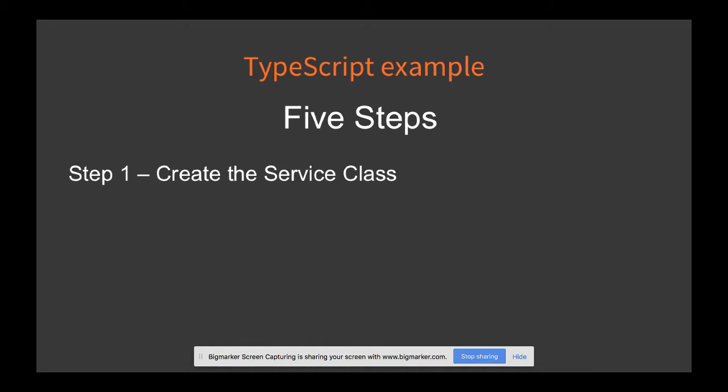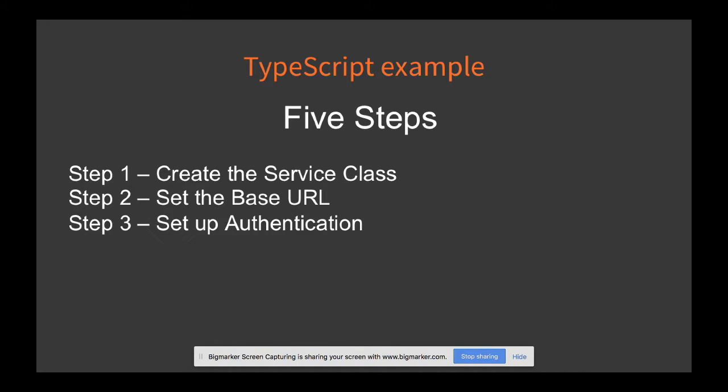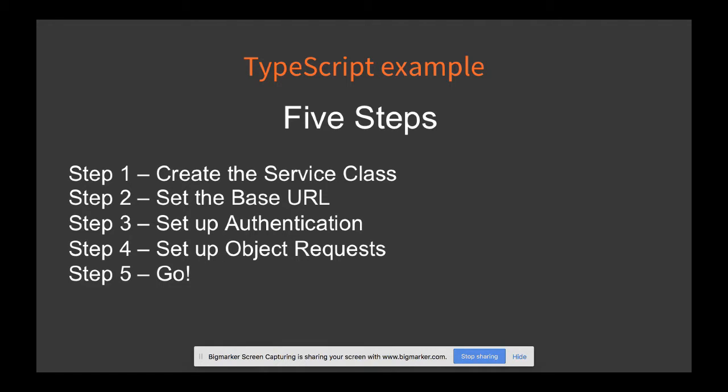The first is that you need to create a service class to encapsulate the backend functionality. Second is you set the base URL for your application. Third is you set up authentication to make sure that whoever is connecting to your application is able to be doing what they say they're supposed to be doing. Then step four is to set up the object request. This will allow you to interact with your objects using standard HTTP keywords via a RESTful interface. And then step five is, there is no step five. You run the application and you're up and running with a full stack web app.